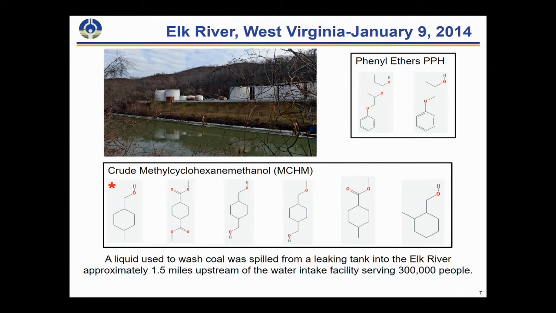The tank material was used to clean coal, and it was primarily something called methylcyclohexane methanol, which is the starred chemical on your left. There were a number of byproducts present, which is somewhat similar to manufacturing new can linings with new contaminants. And there were a couple of structurally unrelated phenyl ethers there in much lower concentrations.